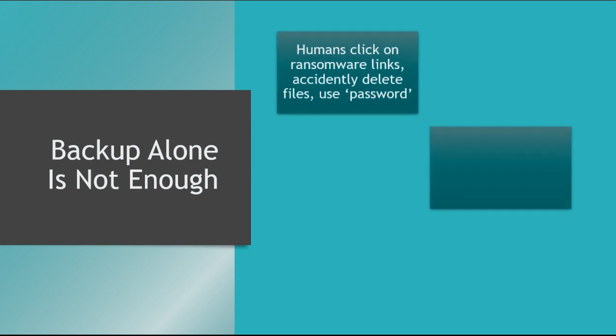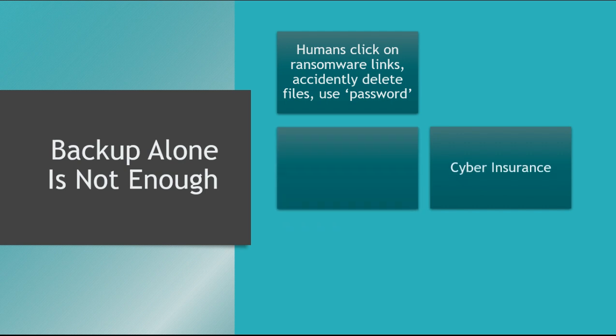Humans are clicking on ransomware links. They're the ones that are going to accidentally delete files, use the word password for their password. Humans are going to be your biggest vector of data loss. We already discussed that. So ways to prevent that: having cyber insurance, cyber liability insurance, cyber security insurance. Talk to your insurance provider about this.